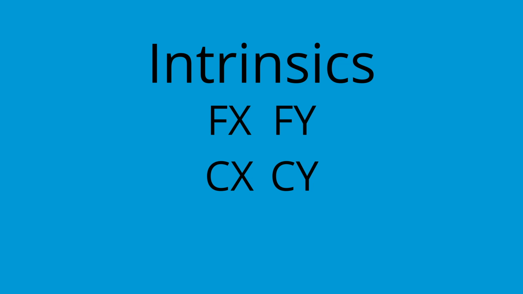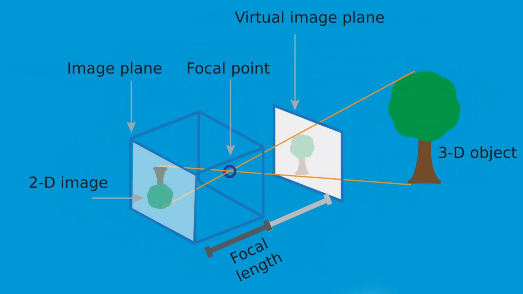Let's start by briefly talking about lens intrinsics. They are a set of four parameters that represent the focal length and focal point of the camera. These parameters are called FX, FY, CX, and CY. FX and FY are the focal lengths, while CX and CY represent the focal point. These are used to determine the physical distance of an object from a camera. If you want to learn more about intrinsics, I recommend Cyril's video on camera intrinsics and extrinsics, which is linked in the description.